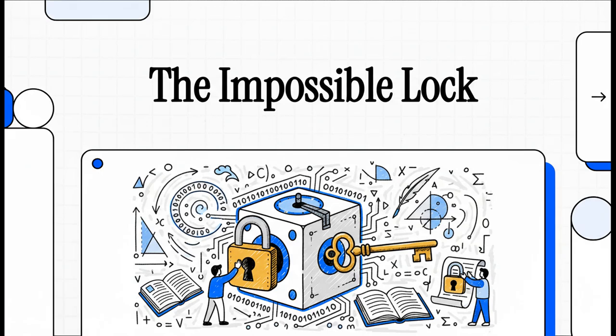Imagine you have a box, and on this box is a very, very special lock. Here's the trick. Anyone, and I mean anyone, in the world can snap it shut. But only one person has the key to open it. And that person is you.